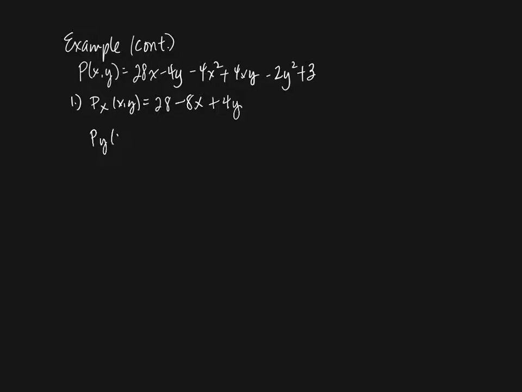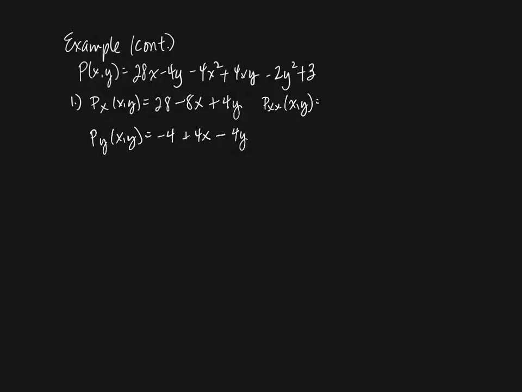Now we need our partial with respect to y. Derivative of 28x with respect to y is 0. Derivative of negative 4y is negative 4. Derivative of negative 4x squared is 0. Plus constant 4x times the derivative of y, which is 1, so just 4x, and then minus the derivative of 2y squared, which is 4y, and then plus the derivative of 3, which is 0. Right? And then we need second partials.